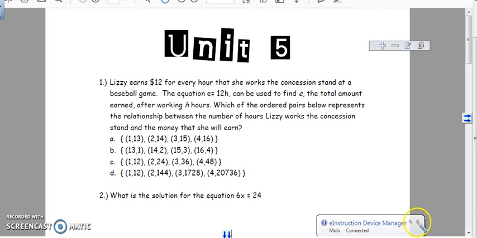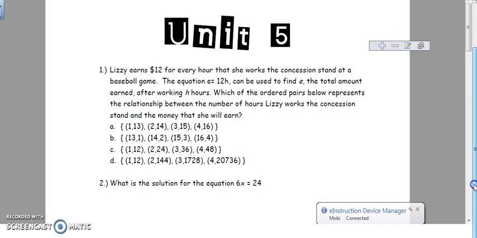So, it says Lizzie earns $12 for every hour that she works the concession stand at a baseball game. The equation E equals 12H can be used to find E, the total amount earned after H hours. Which of the ordered pairs below represents the relationship between the number of hours Lizzie works in the concession stand and the money she will earn? So this is really wordy. Okay, all we're going to do is use this formula right here and substitute in for the amount of hours.